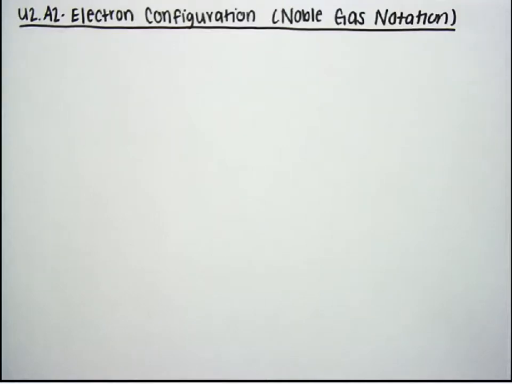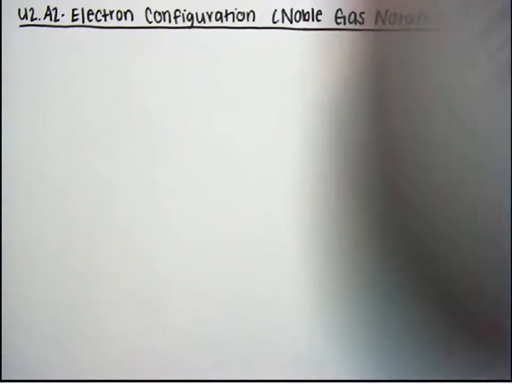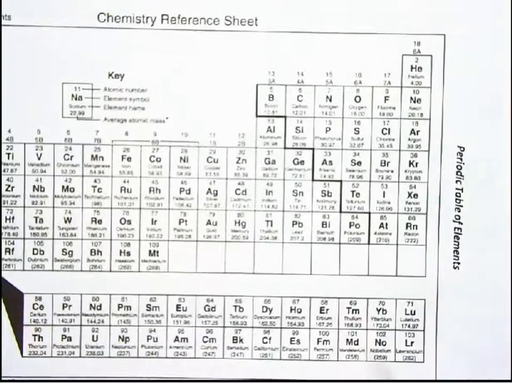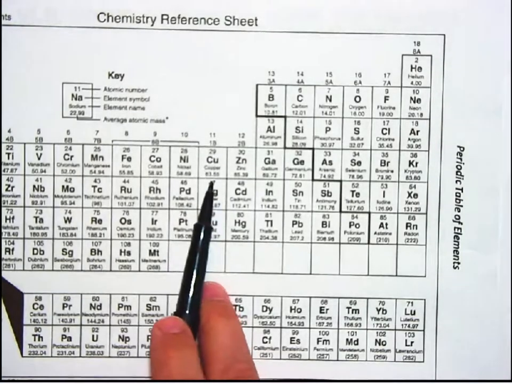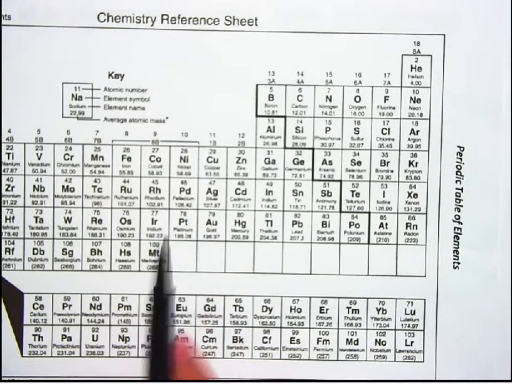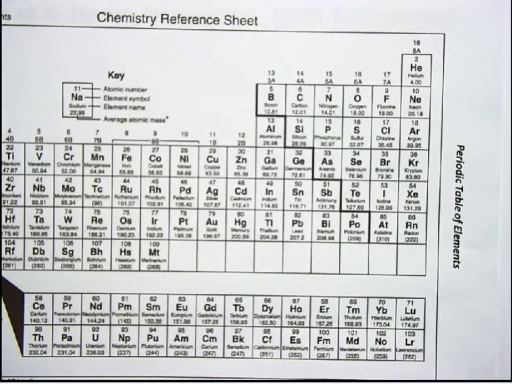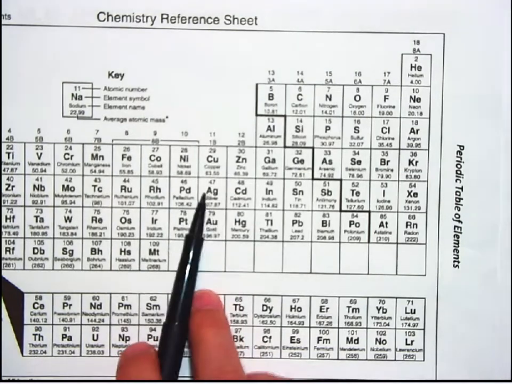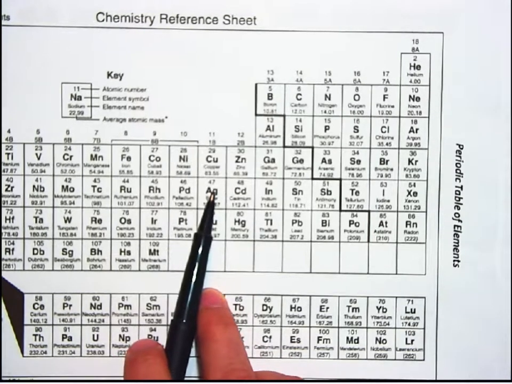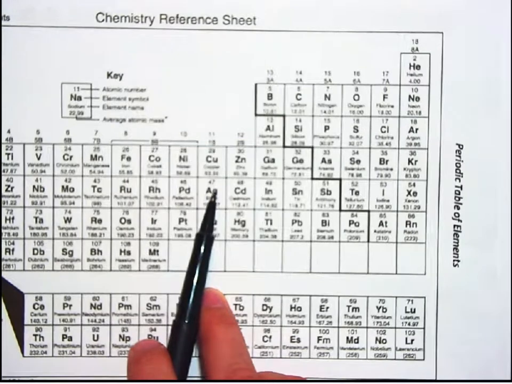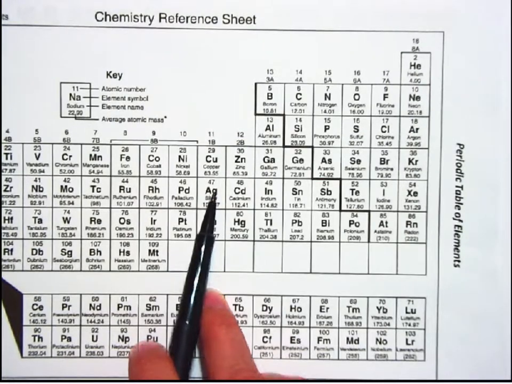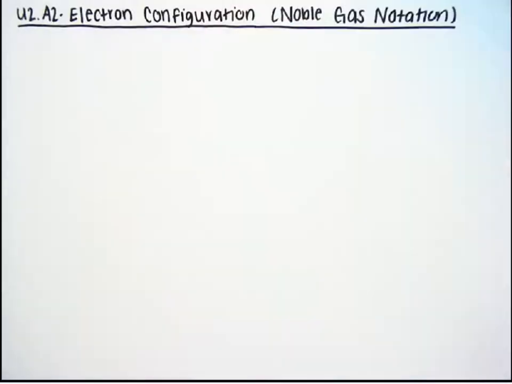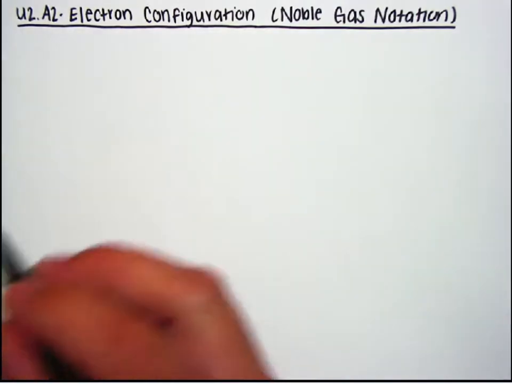This lesson will cover noble gas notation. So let's say we have something like silver that had 47 electrons. If we were to write this out, 1s2, 2s2, 2p6, 3s2, 3p6, so on and so forth, it is going to take a lot of time and a lot of space to account for 47 electrons. So noble gas notation is a shorthand step that we can do.